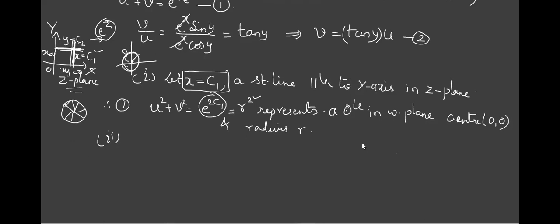Now, what is the second case? Understood, good. So now, next, what we have to take? We have to take a line which is parallel to the x-axis. How will the equation be? It is y equal to some constant. Let me take another constant C2.